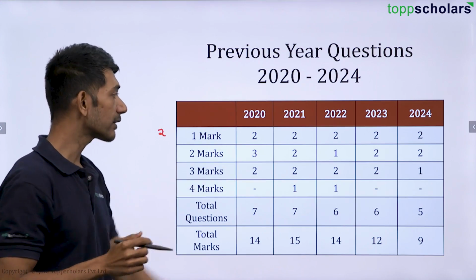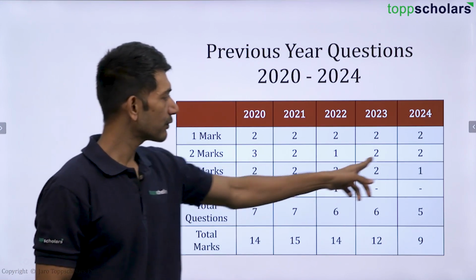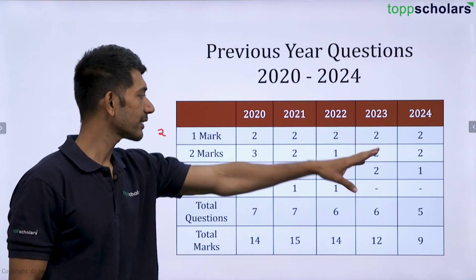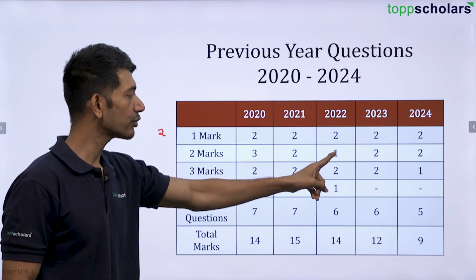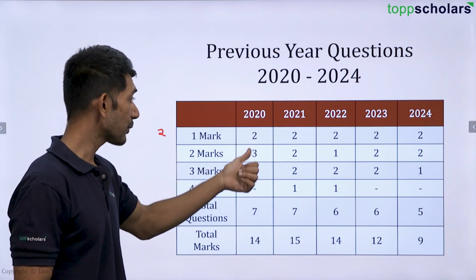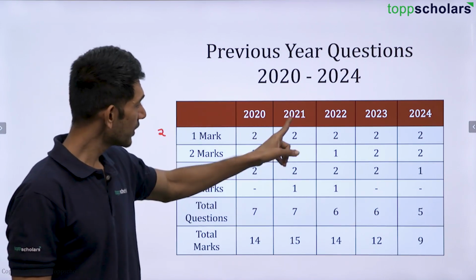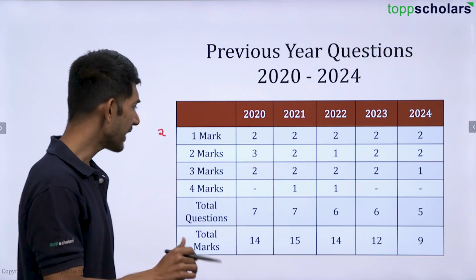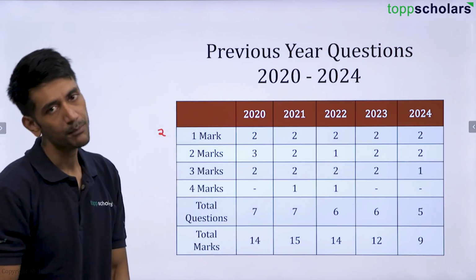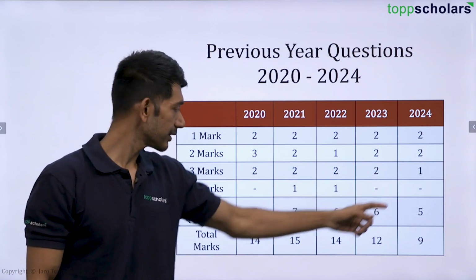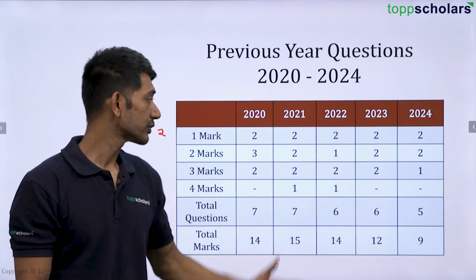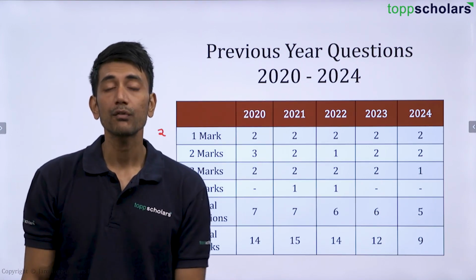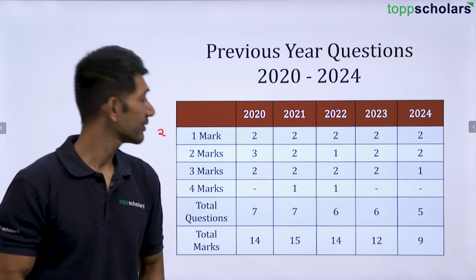Then if you see 2 markers, again the average number of questions is 2. So even 2 markers are important. Here if you see, only in 2022 1 question was asked, but in 2021 2, 2023 2, 2024 2. And again, a 3 mark is a very important question. You can expect 1 question of 3 marks. You can also expect a long question. So you can see circle has a wide range or variety of questions asked in the board examination, right?